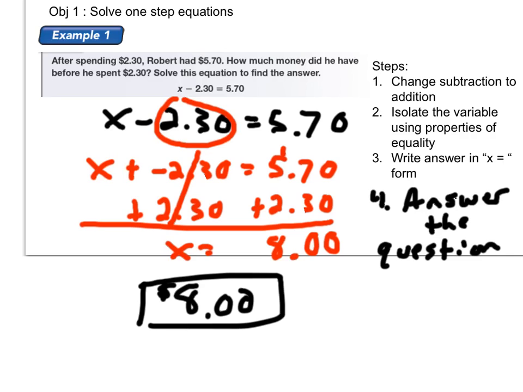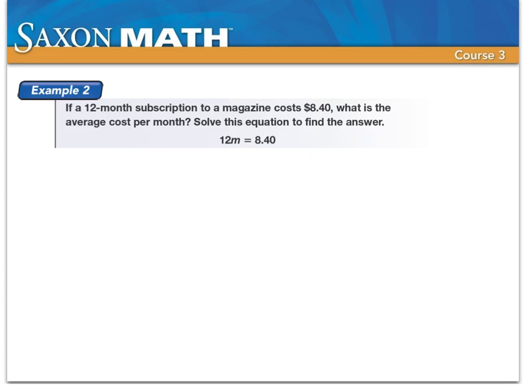Alright, let's move on to another example. Okay, it says if a 12-month subscription to a magazine costs $8.40, what is the average cost per month? Use this equation to find the answer. Okay, so again, I'm going to go ahead and just rewrite my equation. And what this equation is telling us is that 12 months times the cost per month should equal $8.40. So a pretty cheap magazine subscription. So this is 12 times m.